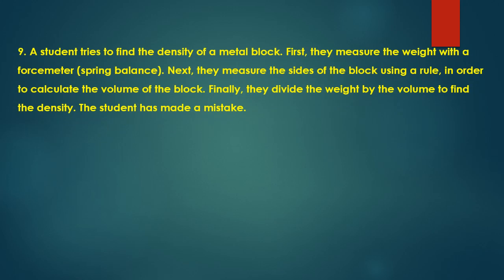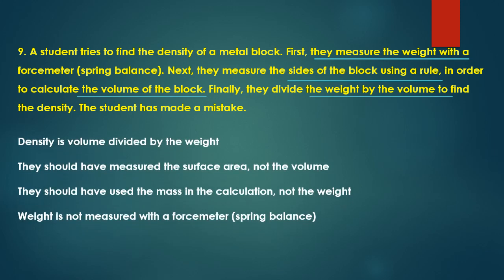Question 9. It looks a bit wordy, but actually it is not a difficult question. So what the student is trying to do is find the density of a metal block. For that, they first measure the weight with a force meter. Then they measure the sides of the block with a rule, and then they use that to calculate the volume of the block. Then they divide the weight by the volume to find the density. After all this, the question tells you that the student has made a mistake. So what is the mistake?